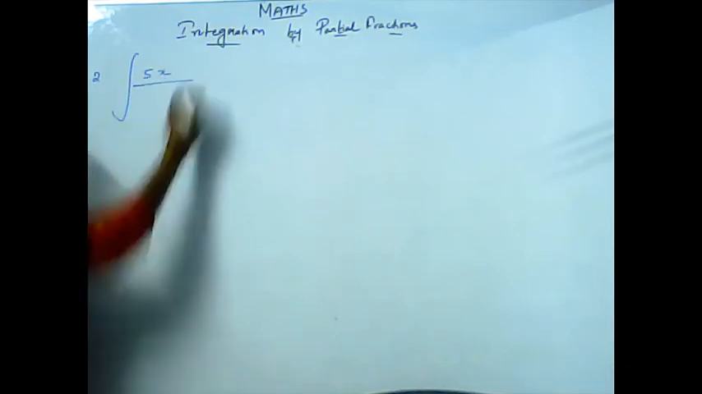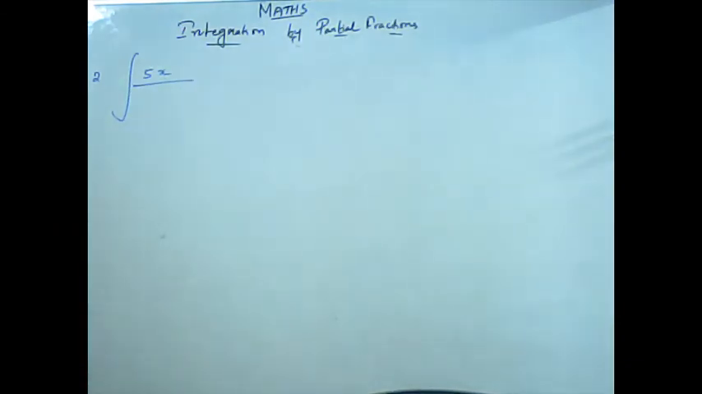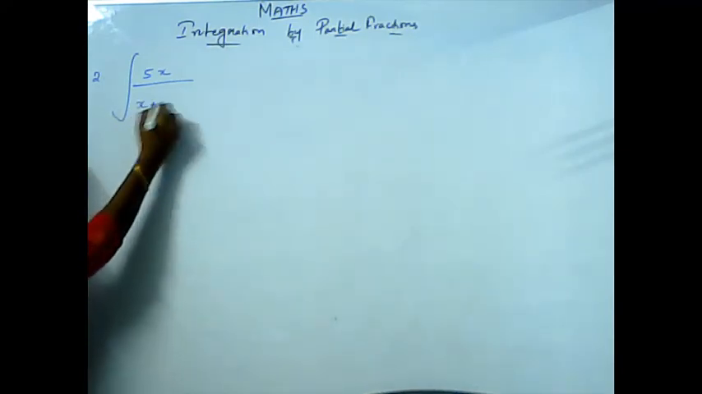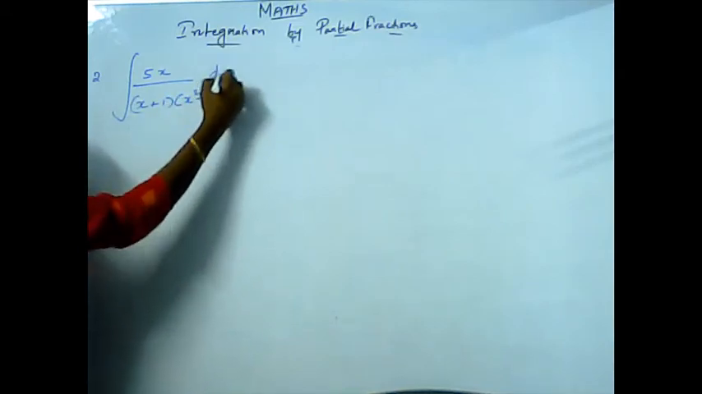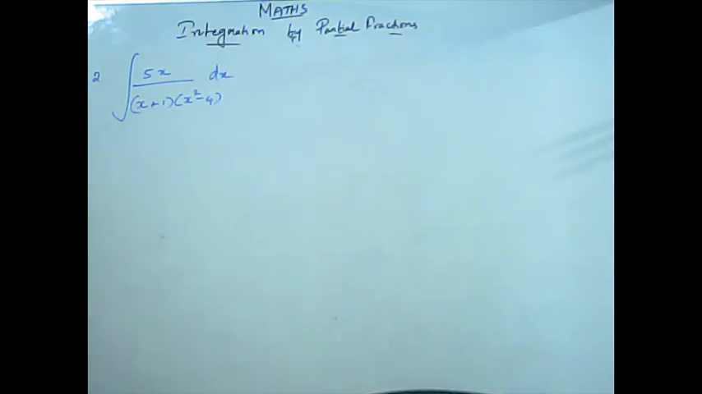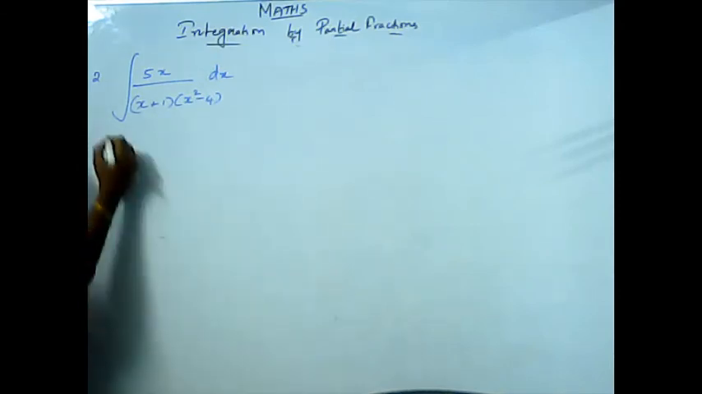Integral of 5x divided by (x plus 1) into (x squared minus 4) dx. So this is how we are going to solve.